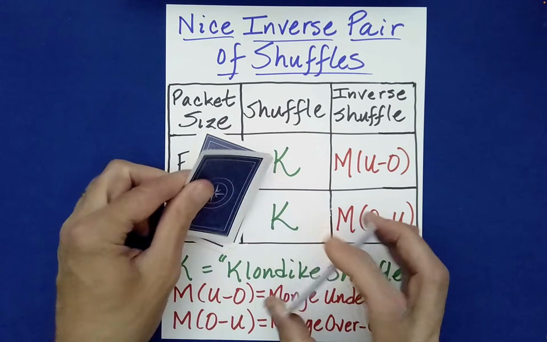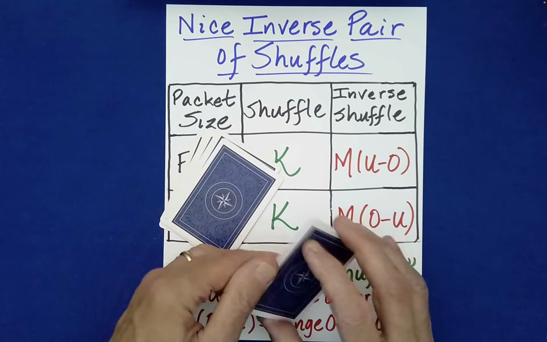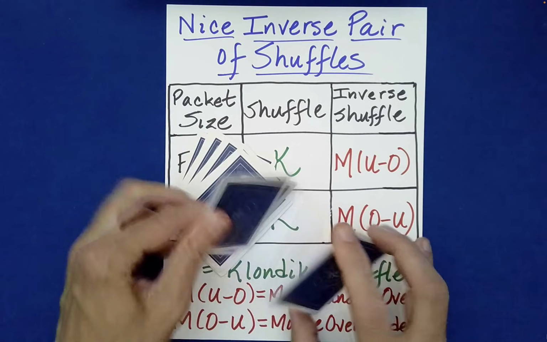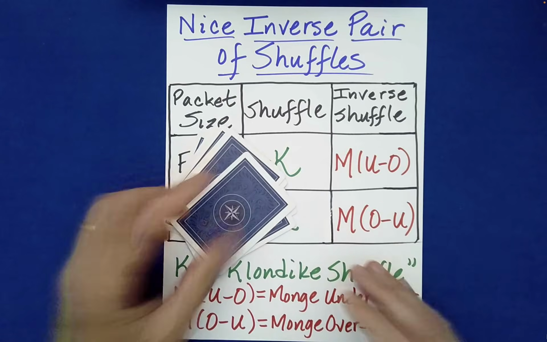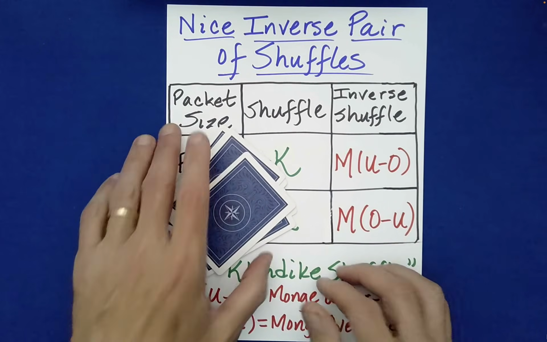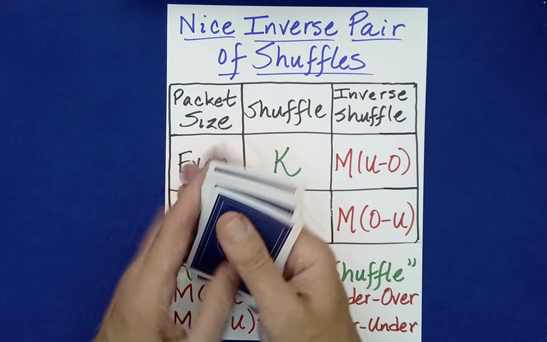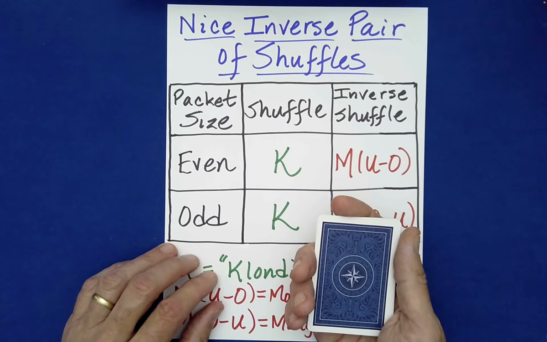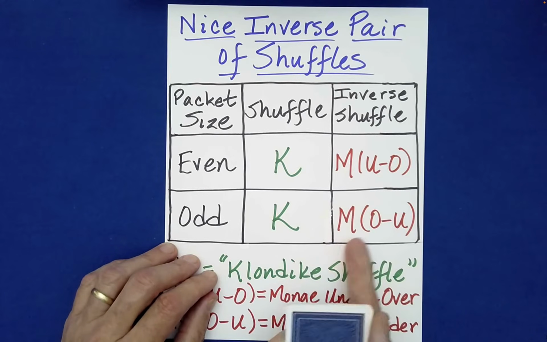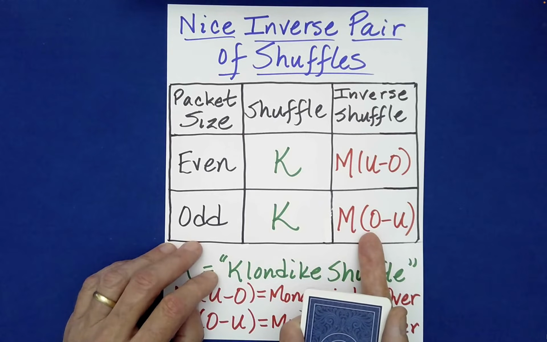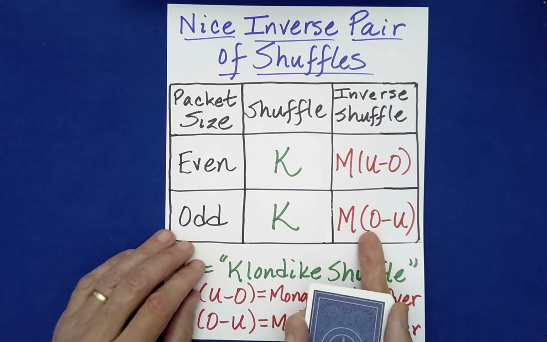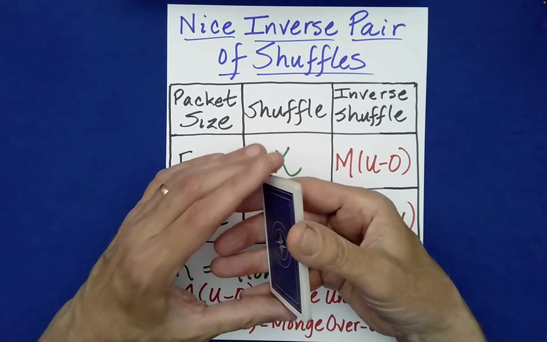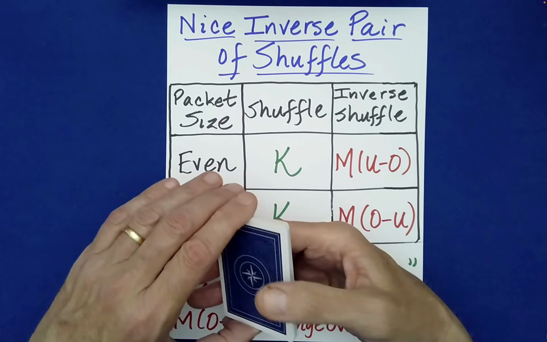So I'm going to perform a Klondike shuffle. Okay, so that's a good way to just scramble the cards, bring the top ones and the bottom ones together in kind of a messy way. And then we'll follow that up with, now we do need to remember, right, we're in the odd situation. We have the king in here. Okay, so remember that. So we need to perform the Monge over under.